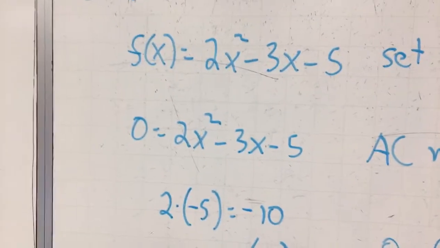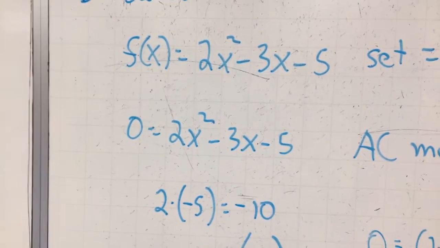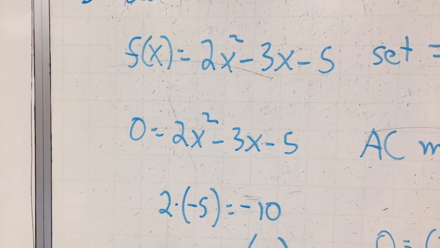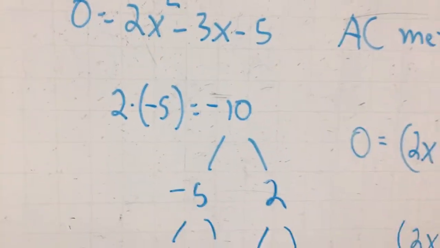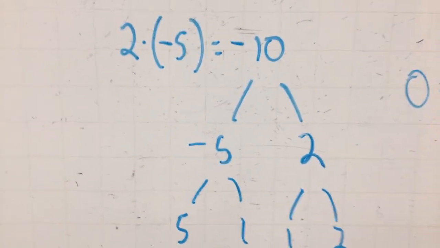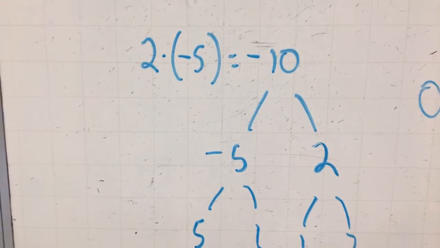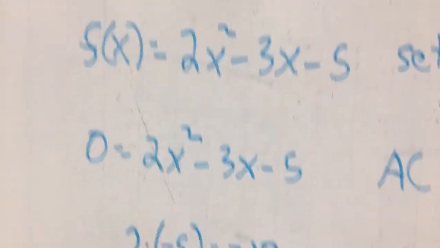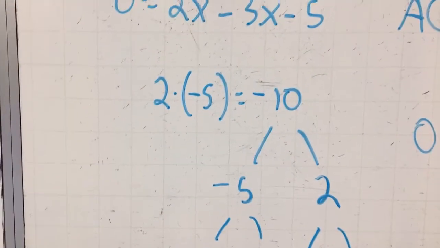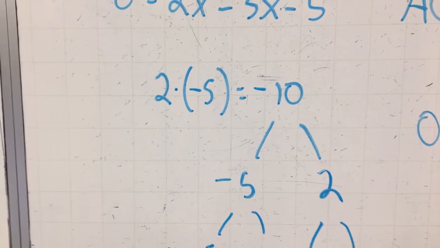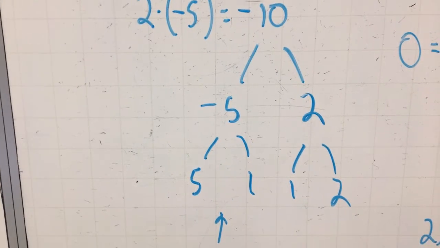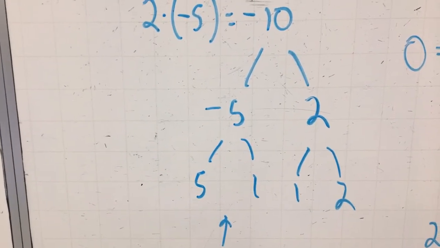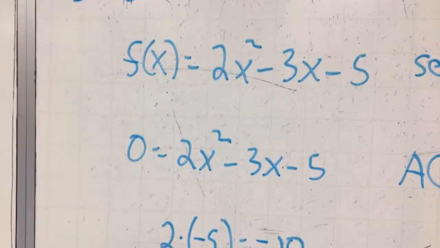Now, how did I get the negative 10? I multiplied the 2 times the negative 5, hence the AC method. You multiply A times C, and you take that product, and then you factor it. Now you find factors of that product that will add to the negative 3. So negative 5 times 2 is negative 10, and negative 5 plus 2 is negative 3, boom.